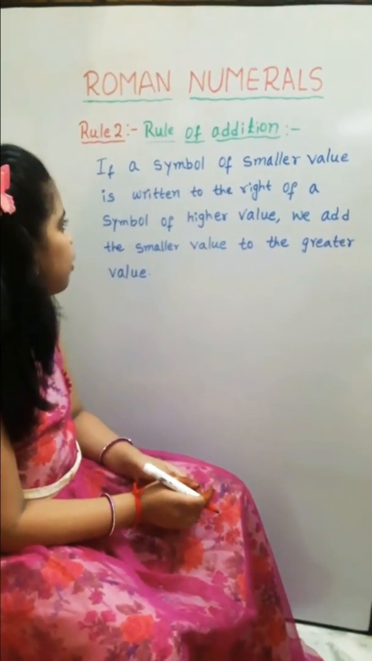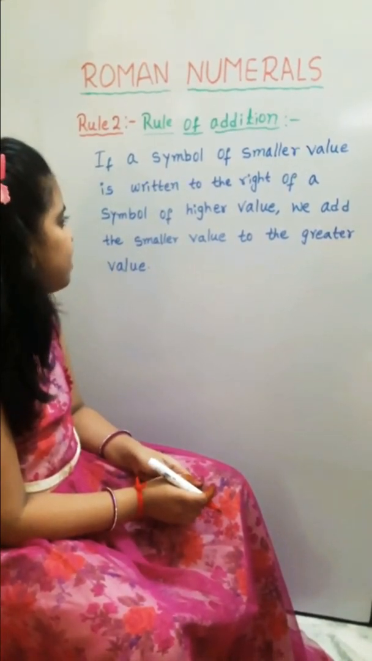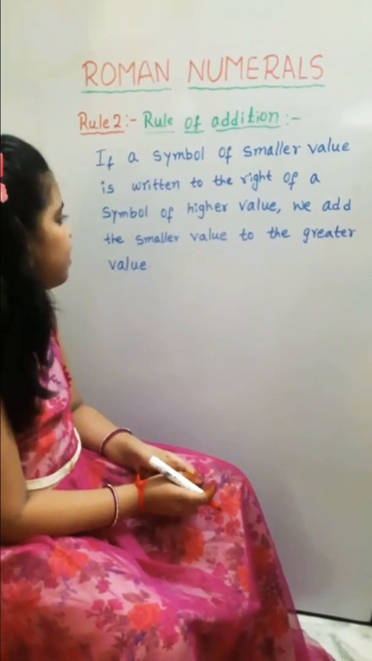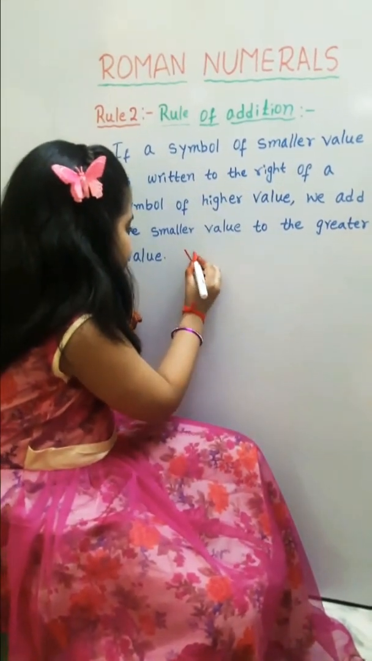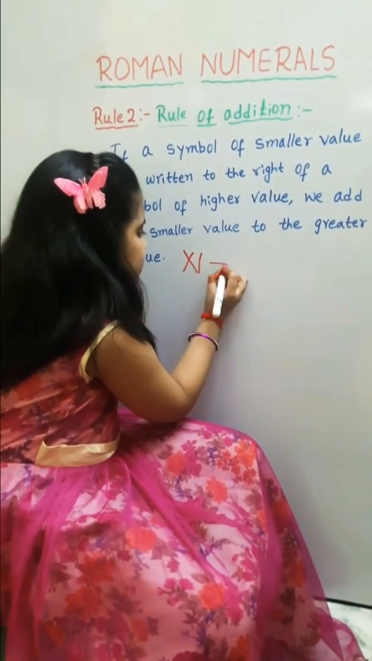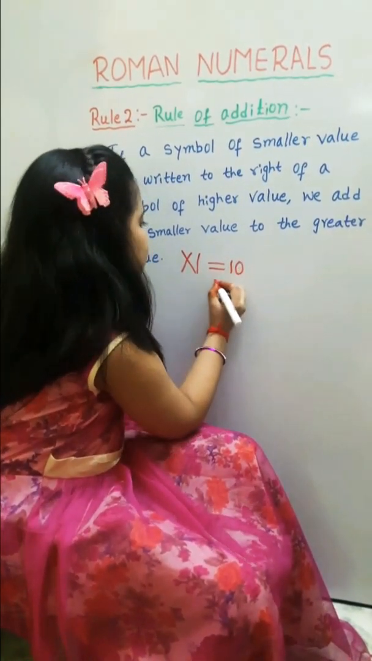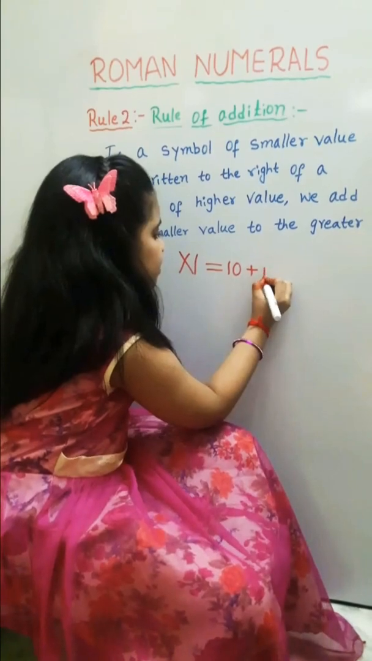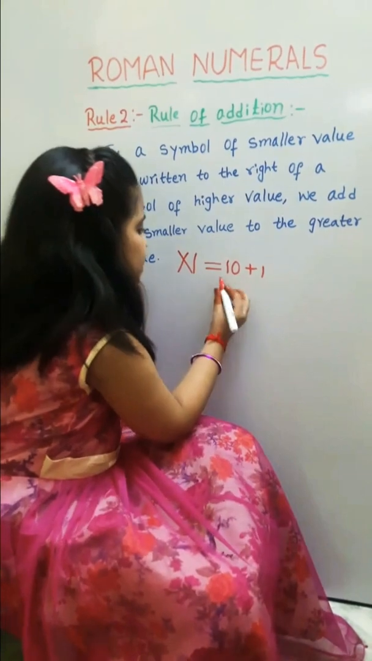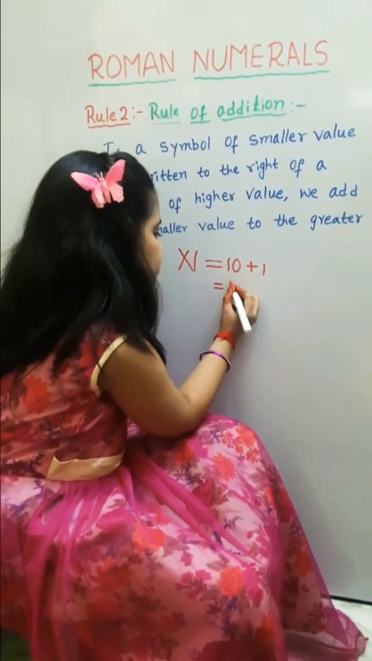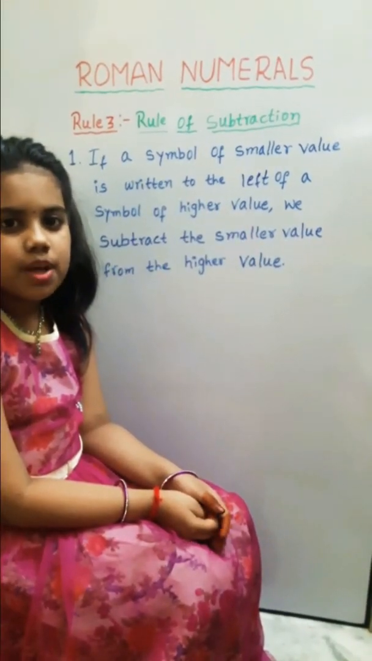Rule 2, rule of addition. If a symbol of smaller value is written to the right of a symbol of higher value, we add the smaller value to the greater value. For example, XI is equal to X, value is 10. I value is 1. By this rule, we have to add these two numbers. 10 plus 1 is equal to 11.